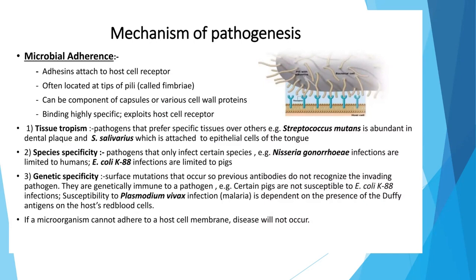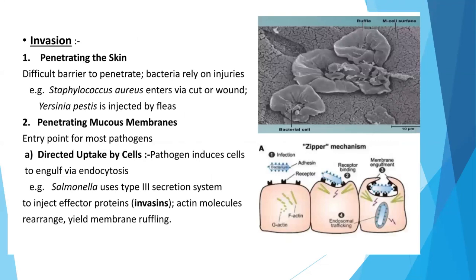Susceptibility to Plasmodium vivax infection is dependent on the presence of the Duffy antigens on the host red blood cells. If a microorganism cannot adhere to a host cell membrane, then disease will not occur. So this is the first step in bacterial pathogenesis, that is microbial adherence. Next up, we have the invasion.